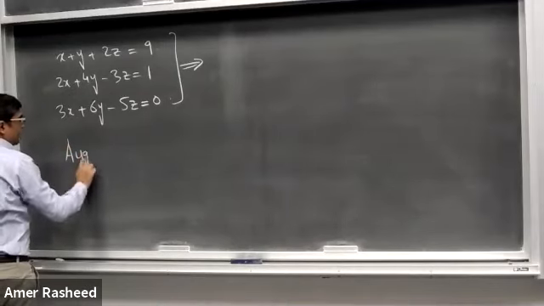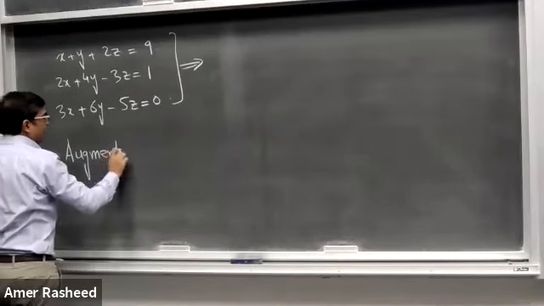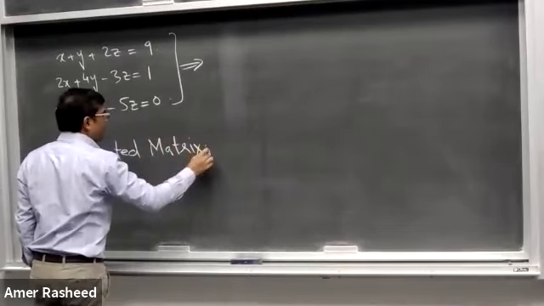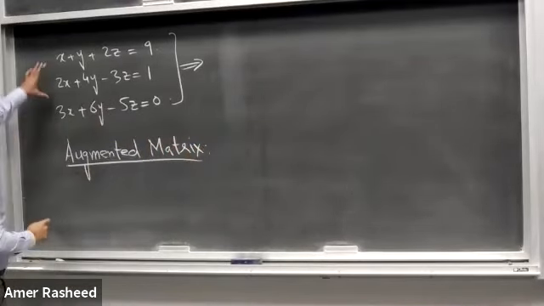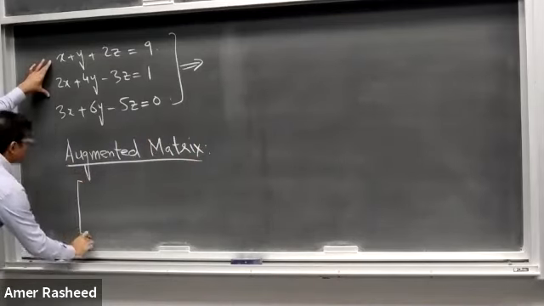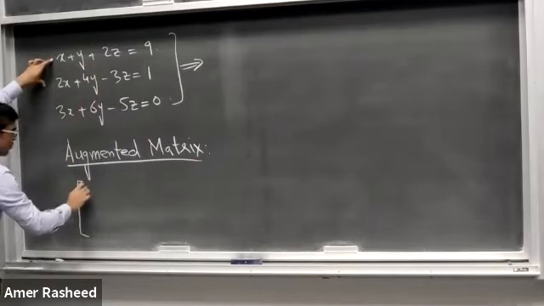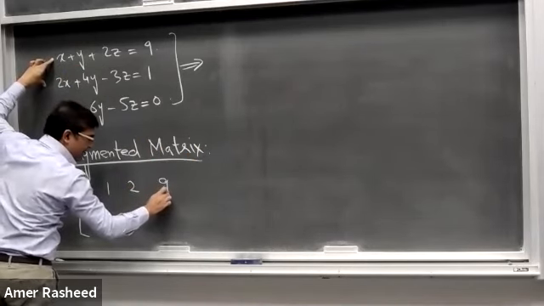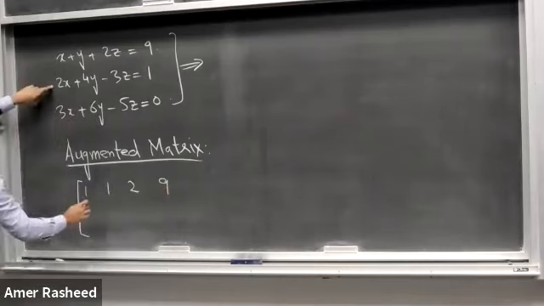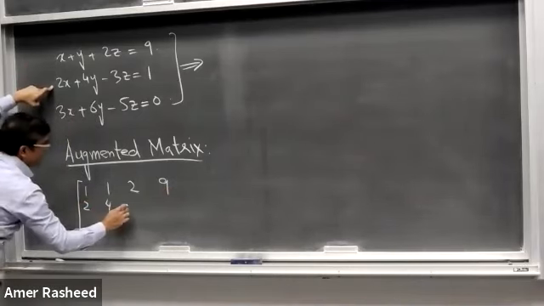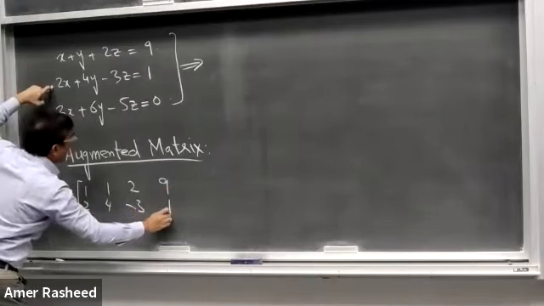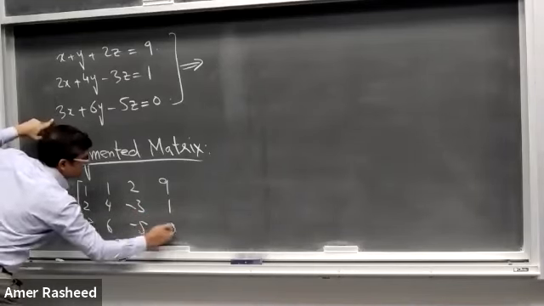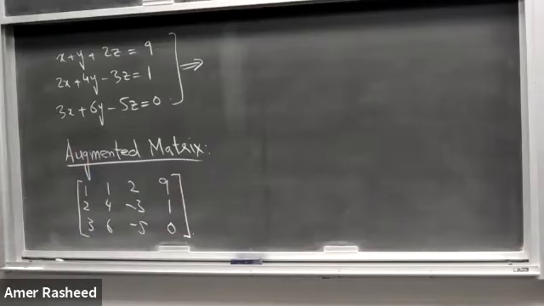Augmented matrix is basically a matrix of the form. You write the coefficient matrix of this linear system: 1, 1, 2, and then the right-hand side number 9; then 2, 4, minus 3, and then 1, 3, 6, minus 5, and 0. So this is the augmented matrix.